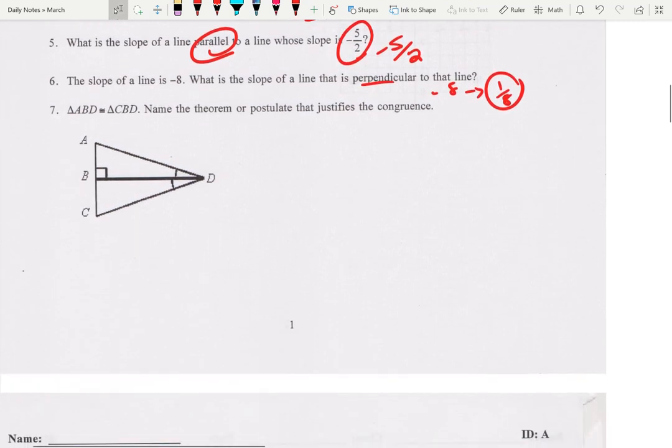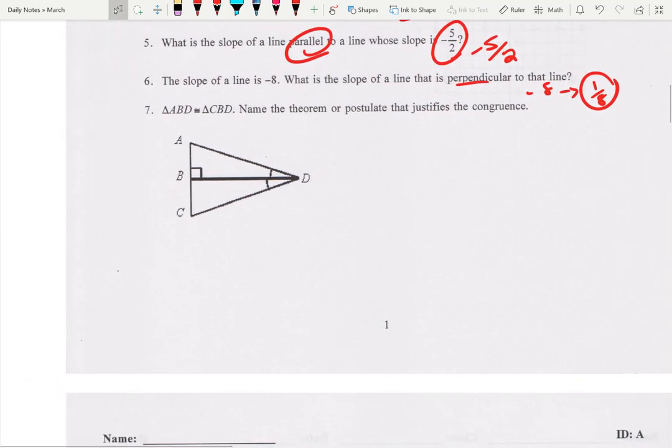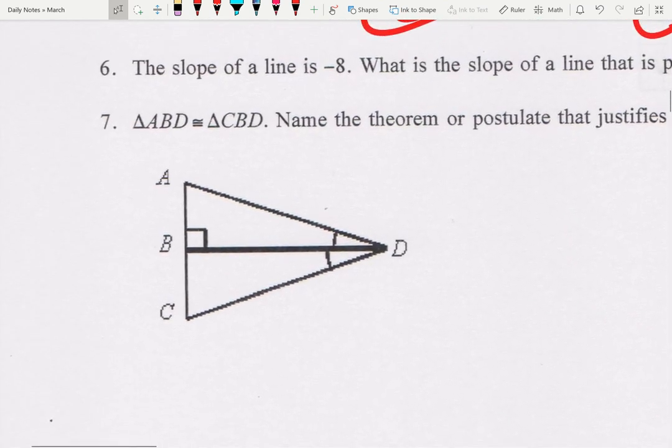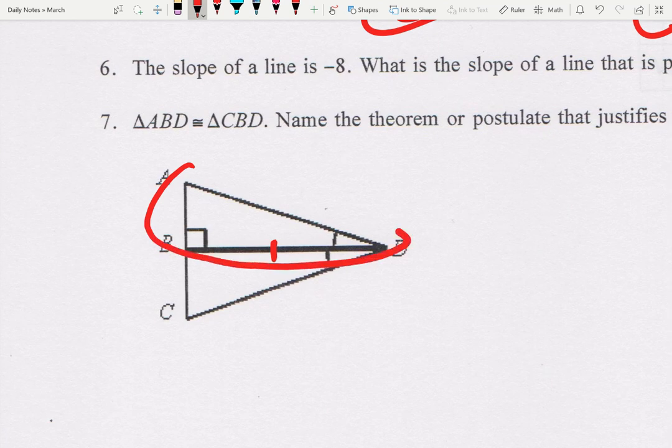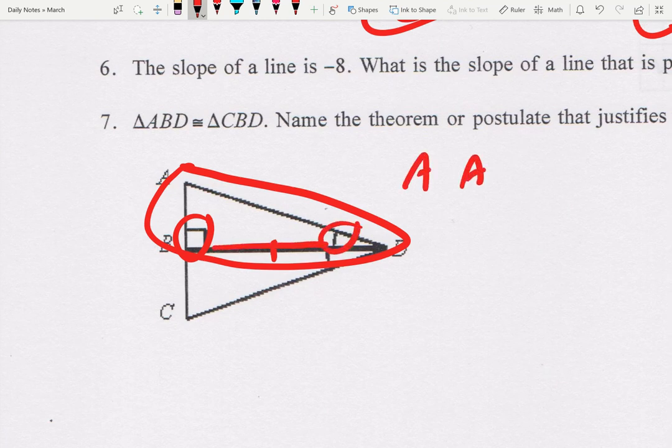Now number 7, name the theorem or postulate that justifies a congruence. When you zoom in on this, keep in mind that they share a side. That side counts as a corresponding side, so put the little tick mark. Now focus your attention on just one of the triangles. Notice we have an angle, a side, and an angle. So we have two angles and the side.